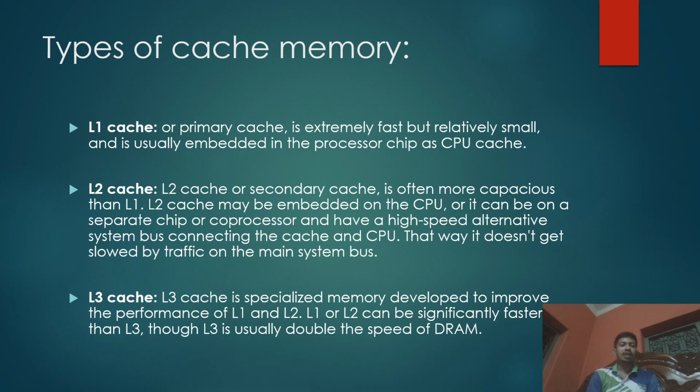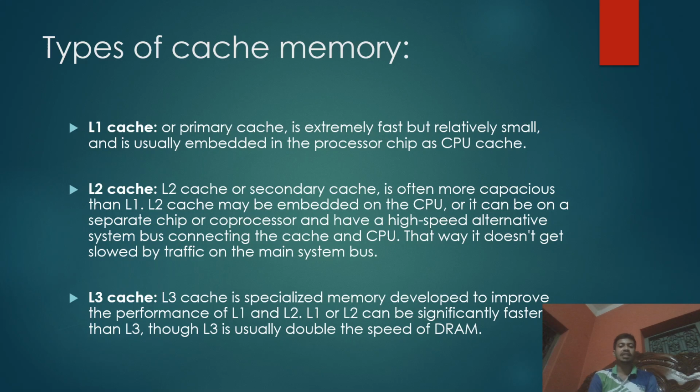Types of cache. There are three types of cache memory. We know L1 cache, or primary cache. We say L1 cache is a primary cache because it is extremely fast and relatively small, and it is usually embedded in the processor chips as CPU cache, and it is about 200 or 300 kilobytes or something like that.